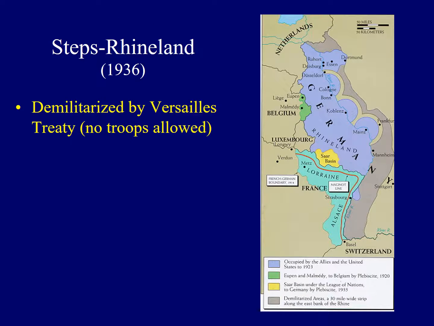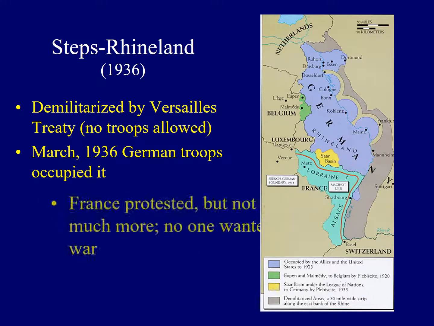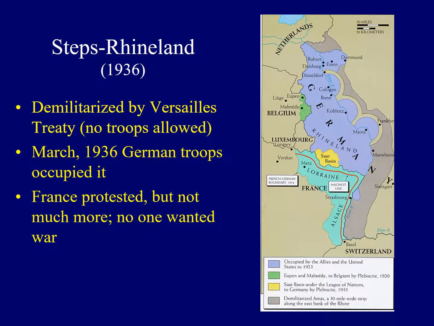Hitler wanted to test the waters and see how the different European nations would react if he violated this provision of the Versailles Treaty. Well, in March of 1936, German troops occupied the Rhineland. Basically, no one did anything to stop Germany. The French protested, but that was really it.